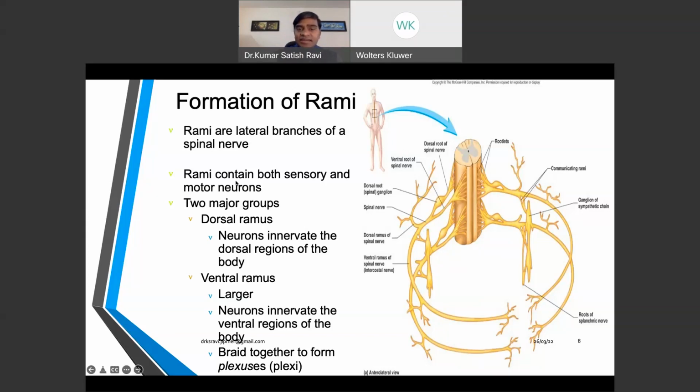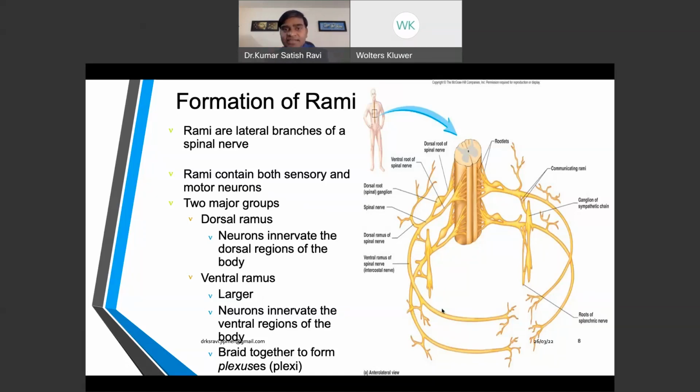So when you see these rami, these rami are the lateral branches of the spinal nerves. These rami contain both sensory and motor neurons, which are further divided into two major groups. As I said, we have the dorsal ramus, which innervates the dorsal region of the body, that is the posterior aspect. Whereas the ventral ramus is larger, and these neurons innervate the anterior or ventral regions of the body, and these ventral rami braid together will form some of the plexuses.